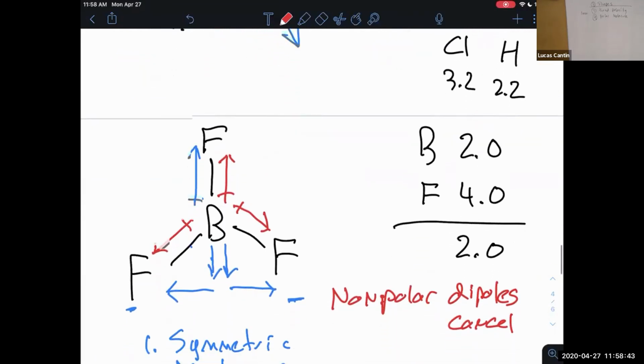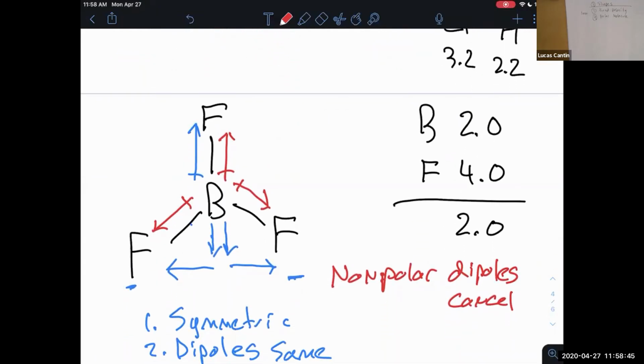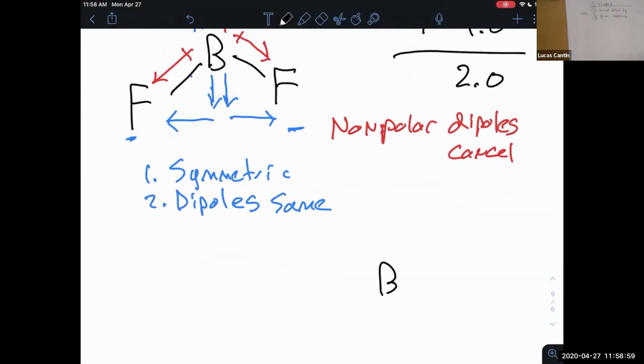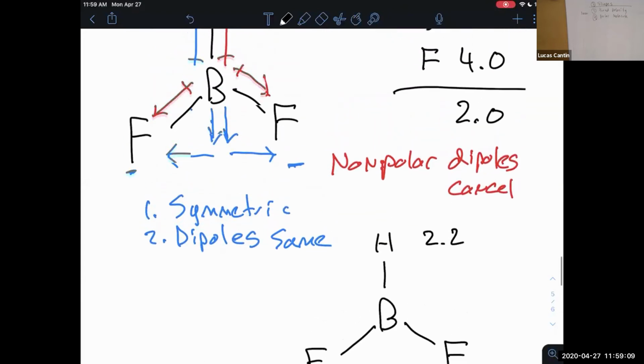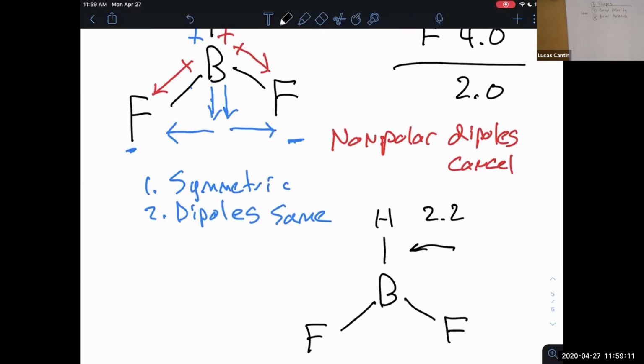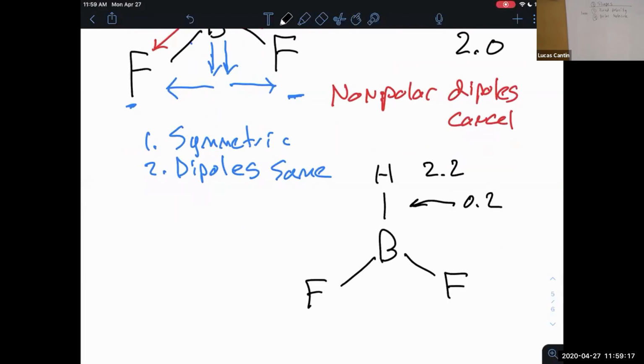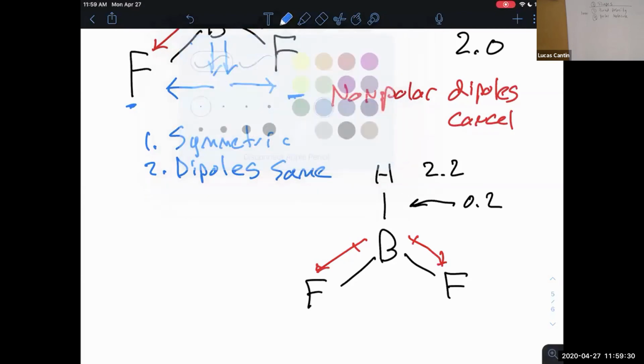This was showing an example of the dipoles canceling in a trigonal planar molecule. We could have a hydrogen on the top, right? And two fluorines. And now, hydrogen's 2.2 and boron is 2.0. So this bond here is 0.2, which is nonpolar. So I would have very polar bonds down this way, but there would be no bond on the top to oppose it. And so there would be a net dipole, in this case, going downward.